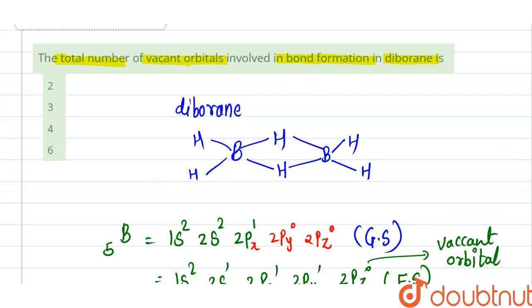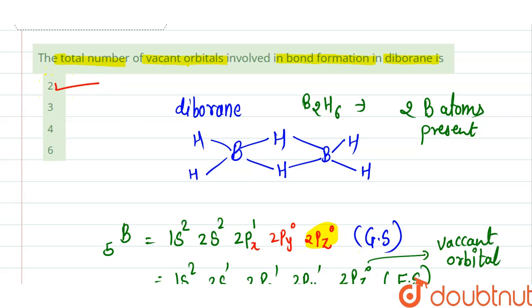So, here in B2H6, 2 boron atoms are present. So, for 1 boron atom there is 1 vacant orbital, so for 2 boron atoms, 2 vacant orbitals are present, that is 2pz. So, therefore, the answer to the question is 2, because here 2 boron atoms are present and each boron atom has a 2pz vacant orbital. So, the total number of vacant orbitals involved in the bond formation in diborane is 2.